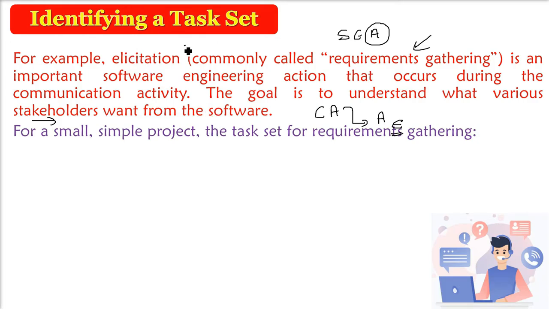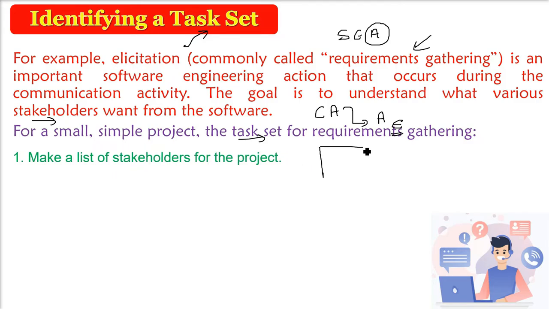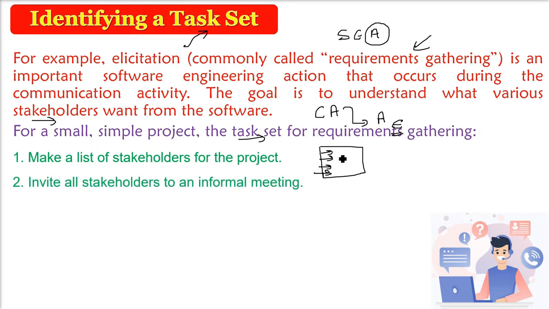So if we take a small or simple project, what will be the task set for requirement gathering? That is, requirement gathering is an action. For that we need a certain task set in order to fulfill this elicitation. So what will be the different tasks? First thing will be, you have to make a list of the stakeholders for the project. You have to make a list of who all are involved, who all we need to talk to, who is going to give us the information, because we are gaining the information, requirement gathering.